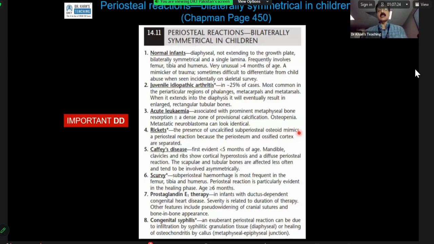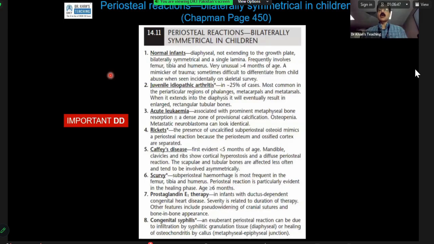Now, first of all, let's go through a bit of the differential diagnosis and a bit of theory behind it. Look at these words: normal infants, juvenile, what is the differential? Periosteal reaction, bilateral symmetrical in children: normal infants, juvenile idiopathic arthritis, acute leukemia, rickets, Caffey's disease, scurvy, prostaglandin E, and congenital syphilis. Please remember, one of the key factors is age. Age of the patient is the key thing.